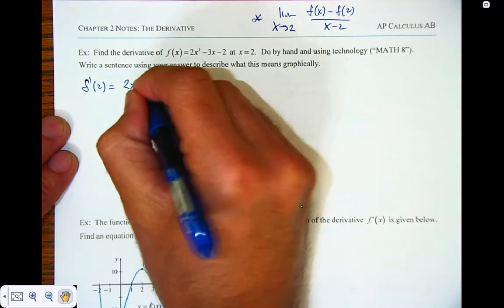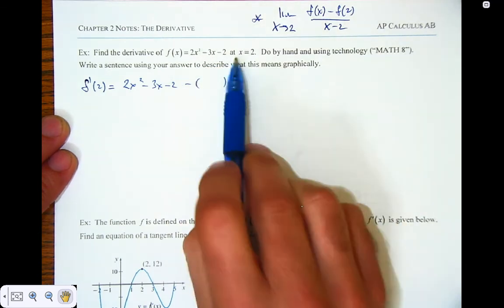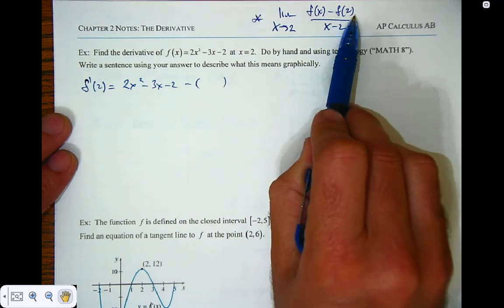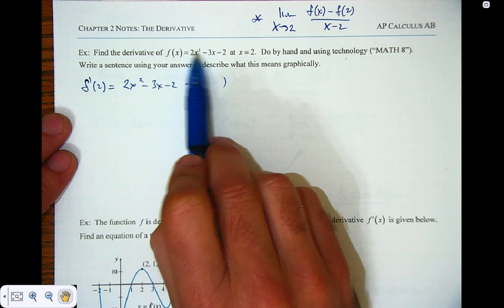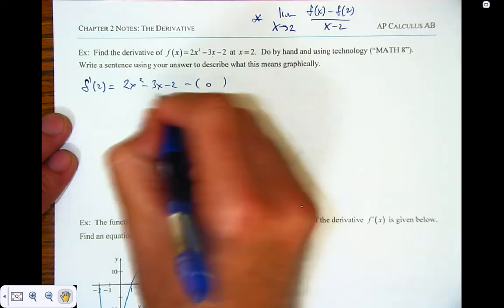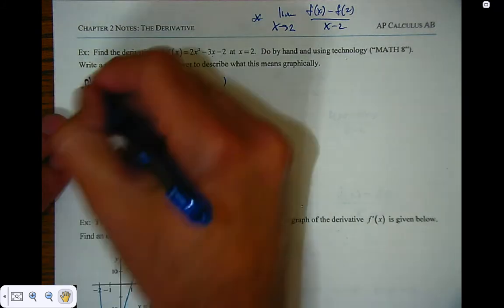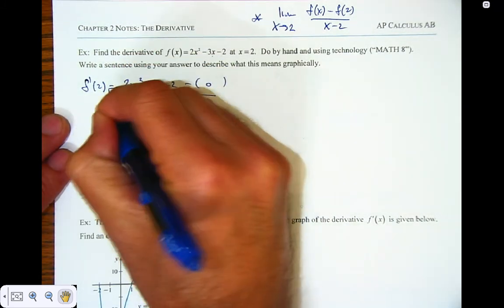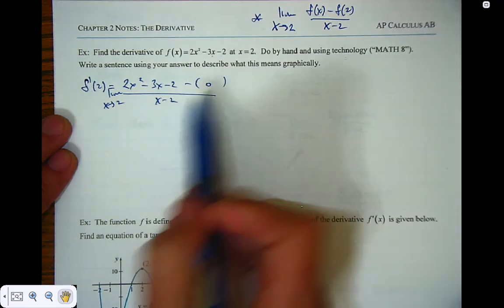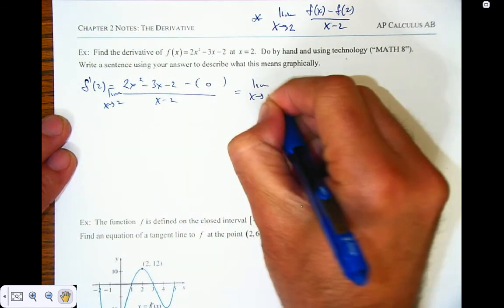F of x is right there. It's 2x squared minus 3x minus 2 minus, right, what's the function value at 2? Let's plug it in. 2 squared is 4. 4 times 2 is 8. Minus 6 is 2. Minus 2 is 0. So that goes away over x minus 2. Okay, so we're using the limit process as x approaches that value 2 of this difference quotient. And so that becomes the limit as x approaches 2.